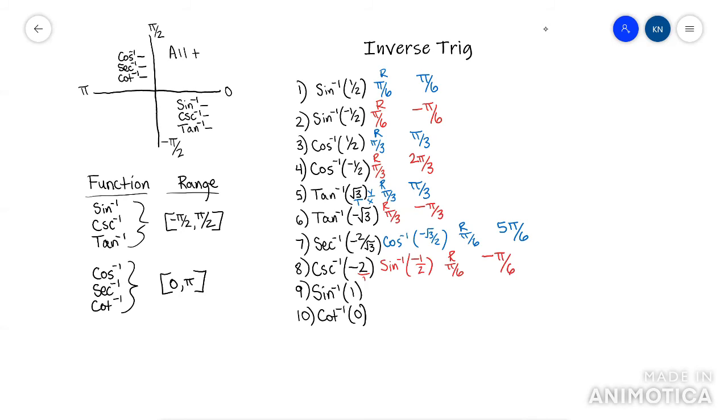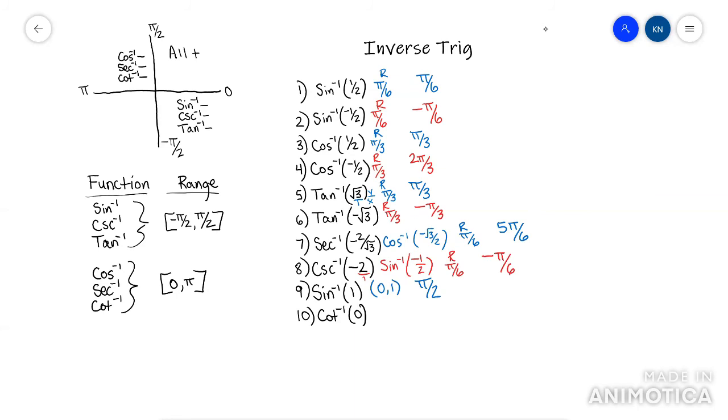And then lastly, we have a couple quadrantals. So a quadrantal is when it lands on an axis like this. Arc sine of 1. Basically, they're giving you a coordinate, 0, 1. So that's up here. And that's just at pi over 2. And if you remember, pi over 2 and negative pi over 2 are included, so they can be your answers. So this one's just pi over 2.